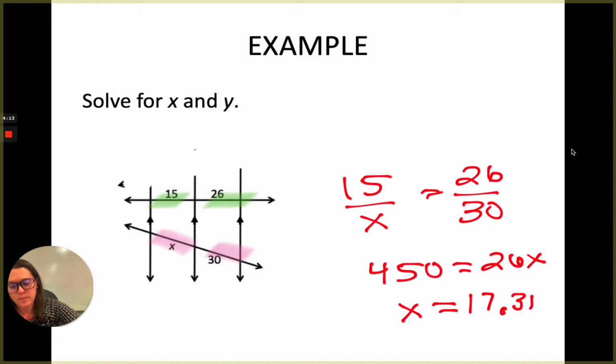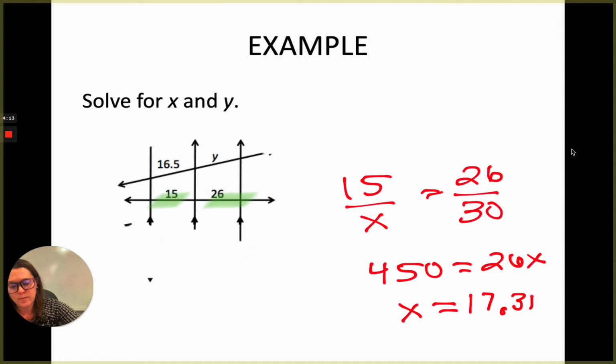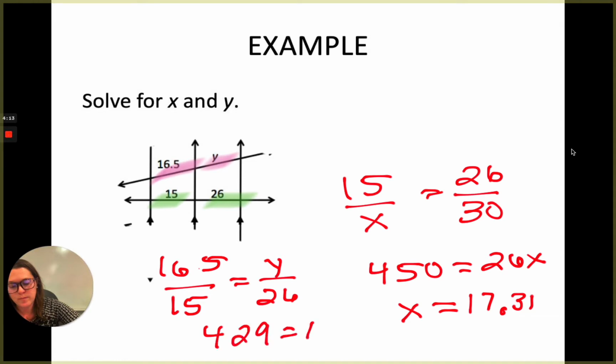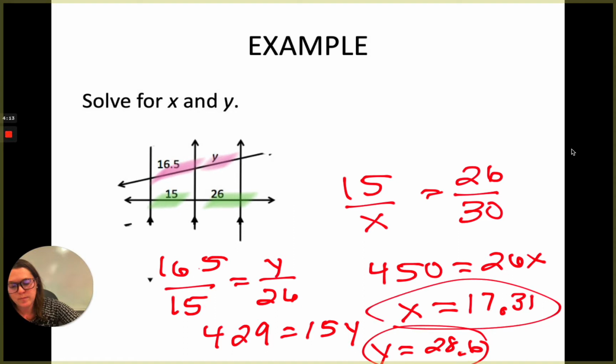Now if I bring back that top half to get our y, so ignore this, now I'm going to put my pinks on top. Now I'm going to do 16.5 over 15 is equal to y over 26. Just write it as you see it. So 16.5 times 26 is 429 equals 15y. Divide by 15 gets us 28.6. So there's your x, so there's your y. Write it as you see it.